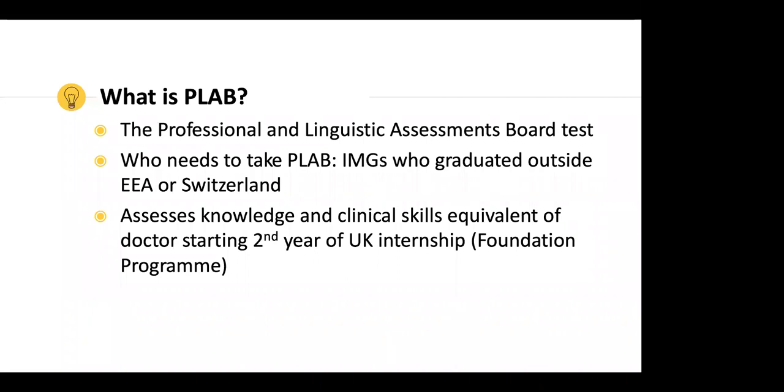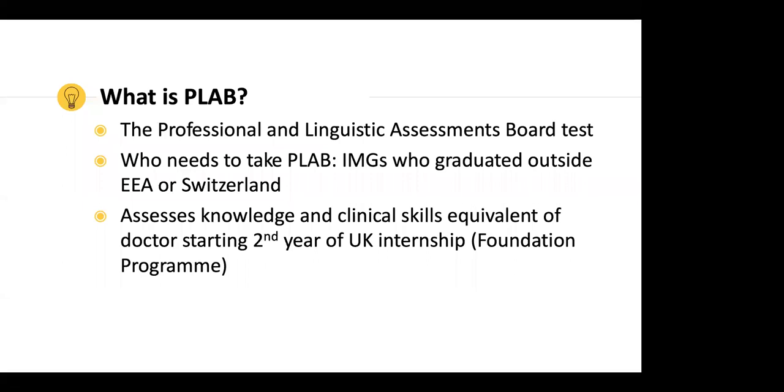Thank you. Okay, so it assesses the knowledge and clinical skills of candidates to ensure that the candidates are at the level that is equivalent to that of a UK doctor about to start the second year of the UK equivalent foundation program, or UK equivalent internship program called the foundation program.